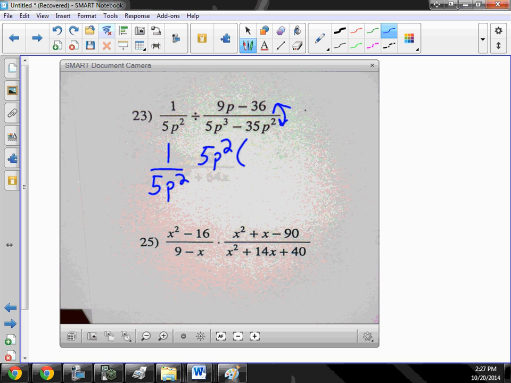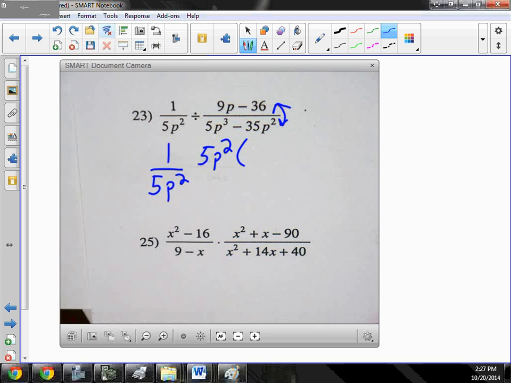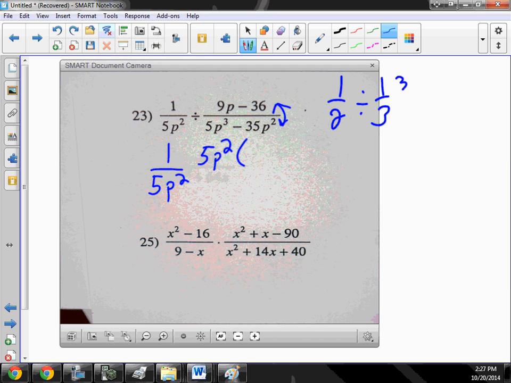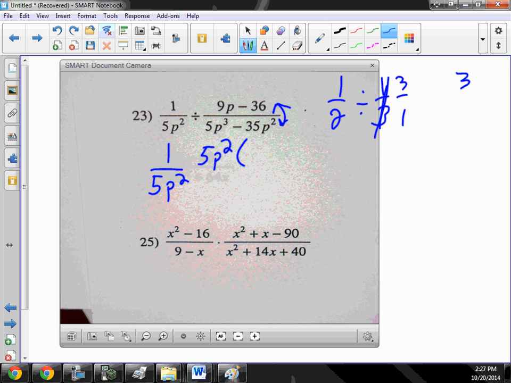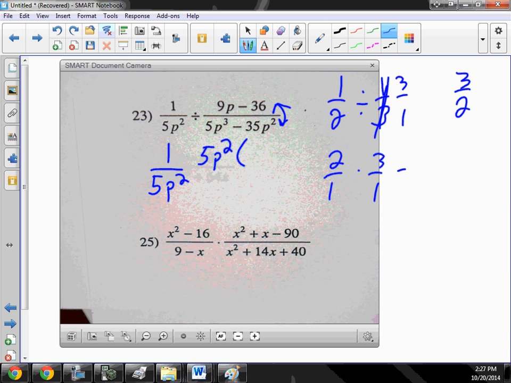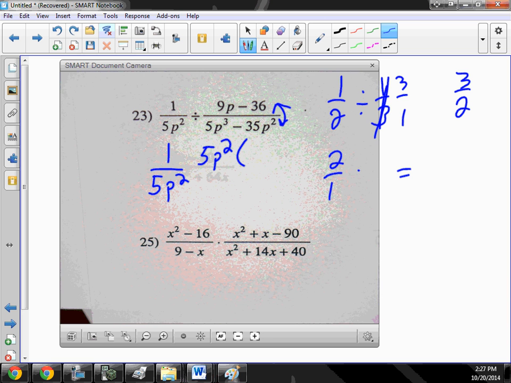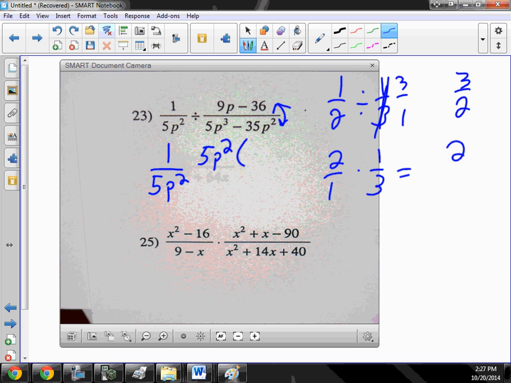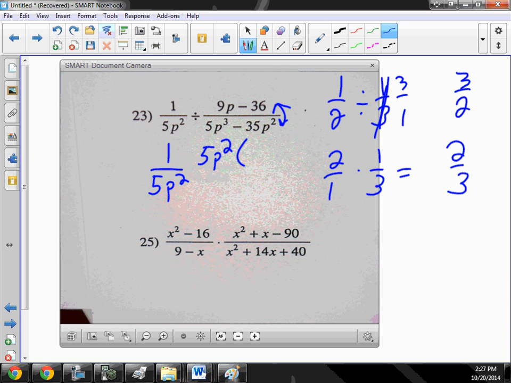No, never flip the first one, because your answer will be upside down. So if you did 1/2 divided by 1/3, you're going to flip 3 over 1, and you get 3/2. But if you flip the other side, 2 over 1 times 3 over 1, oops, I didn't flip. Sorry, 1 over 3 is 2/3. So you always flip the large denominator, the second half.